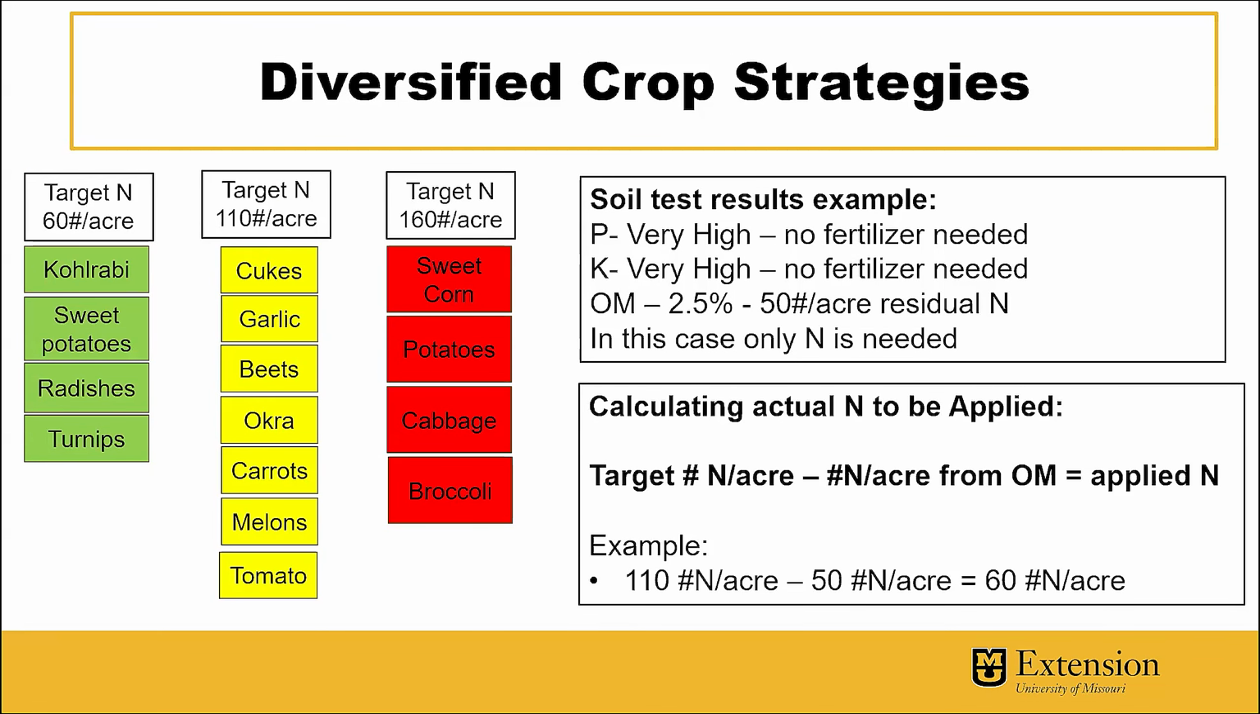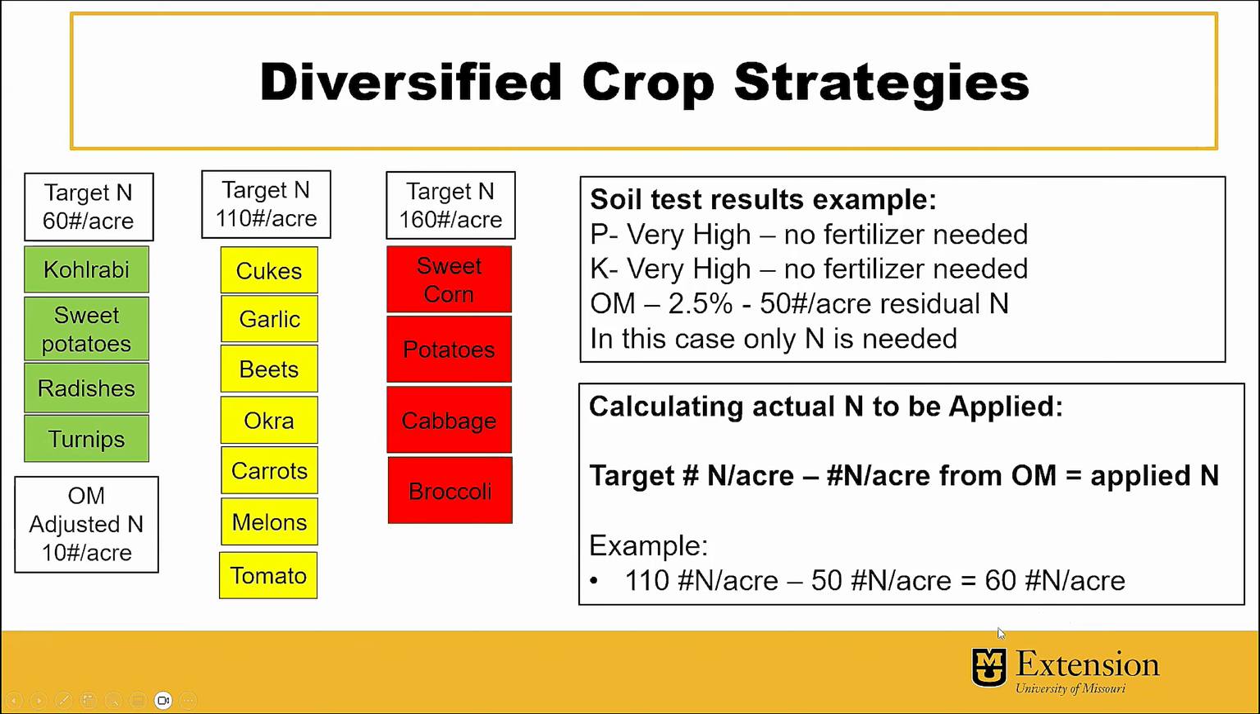So we can calculate the actual nitrogen to be applied by taking the target nitrogen per acre for each of these crop groupings, subtracting the nitrogen per acre that will be released from the organic matter, and that will give us how much nitrogen we need to apply. So in the example of our middle medium feeder category, let's say we have 110 pounds of nitrogen per acre recommended for cucumbers. We subtract the nitrogen credit from the organic matter, and we get that we will need an actual 60 pounds of nitrogen per acre.